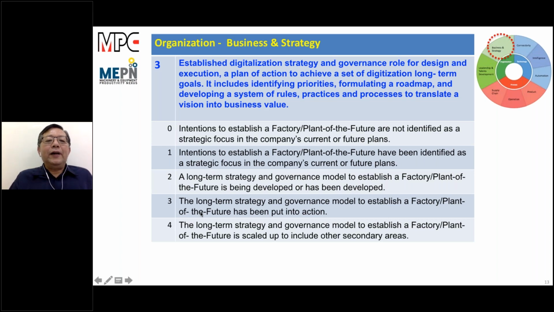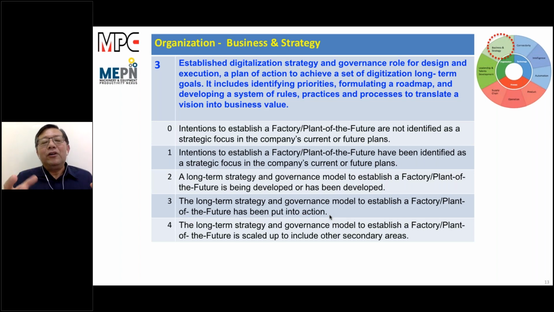Then number three is where they put the long-term strategy and governance model to establish a factory into action. Okay, this one is not planning anymore. They already implement, they only implement. Are they fully implemented? No, they are still in the progress of implementing. Number four, a long-term strategy and governance model to establish a factory or plant of the future is scaled up to include other secondary areas. It means that they already have some plan, then they already implement. Now they scale up, go greater, bigger scale, the whole operation.